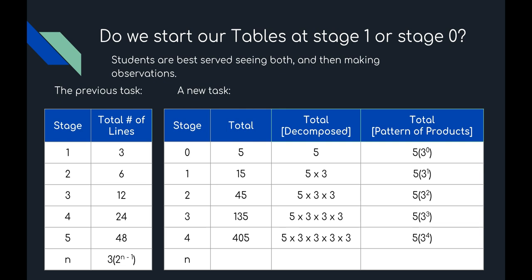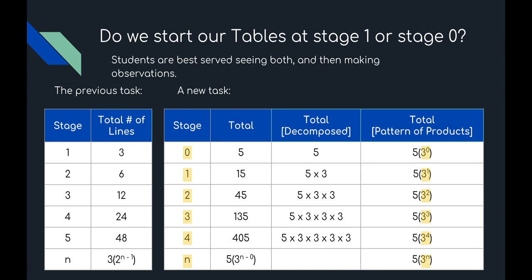Same experience. We're going to ask students to notice the connection between the stage and the exponent. At this point, they may quickly identify that whatever the stage is, it's the same as the exponent. So for stage n, it's 5 times 3 to the n. Now it's time to make some observations and connect them back to what we learned about linear versions of this task. Again, we're going to rewrite 3 to the n as 3 to the n minus 0.